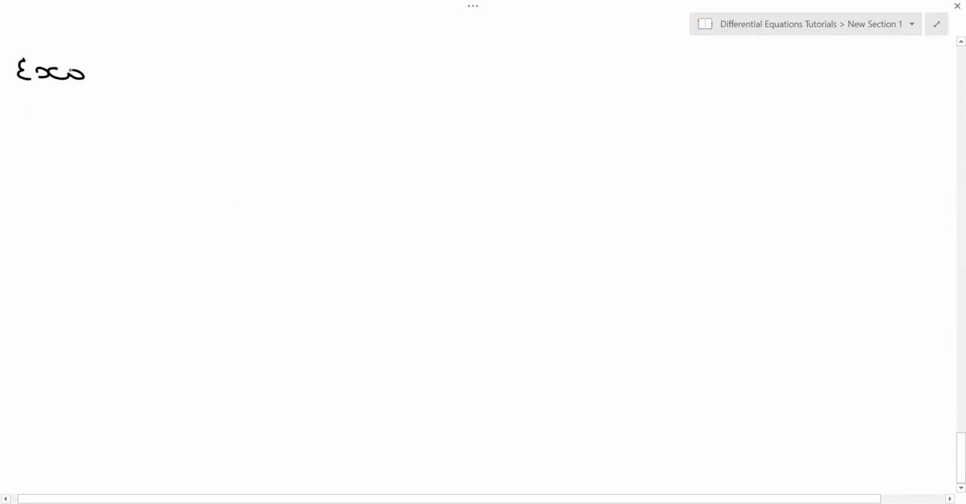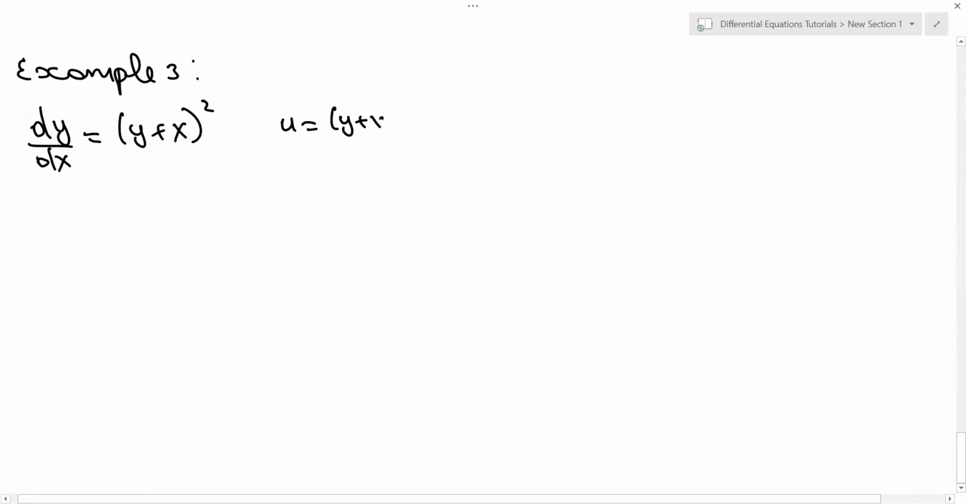As you can see, when we solve more and more questions, the problems become easier and easier. So we have another one, dy over dx is equal to y plus x squared. In this one, we can do an easy substitution like this: u is equal to y plus x.